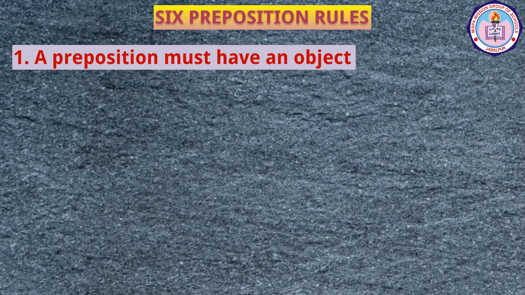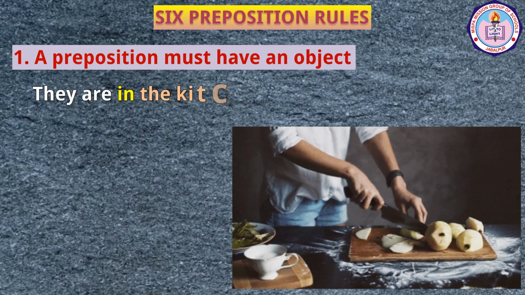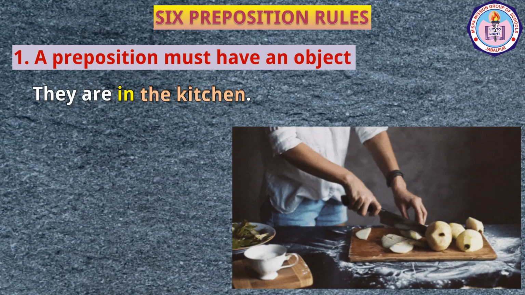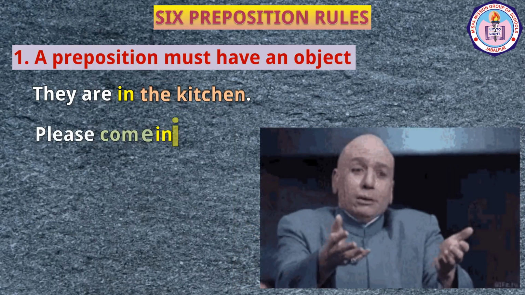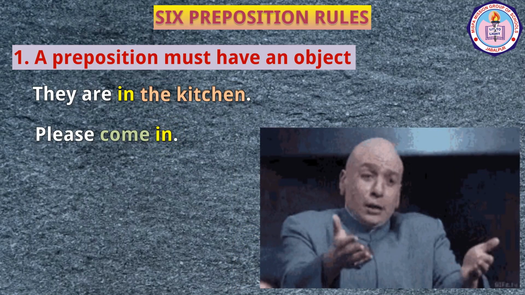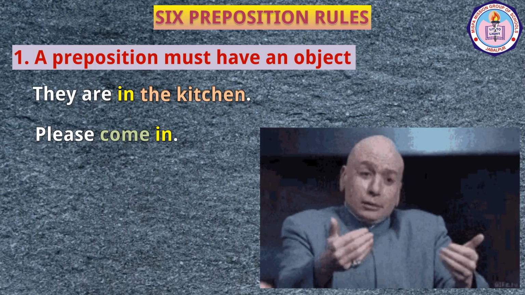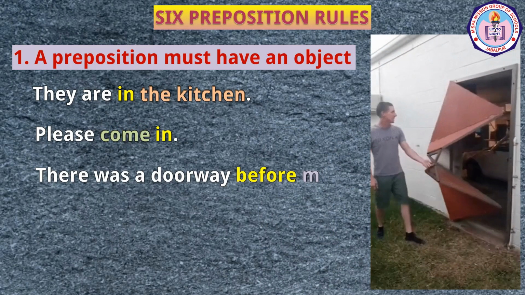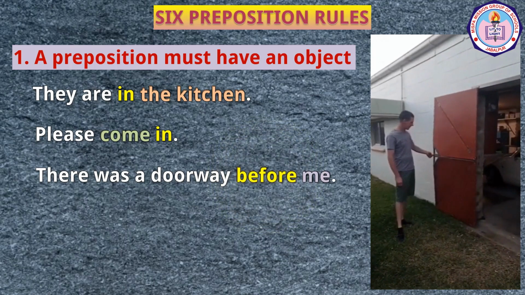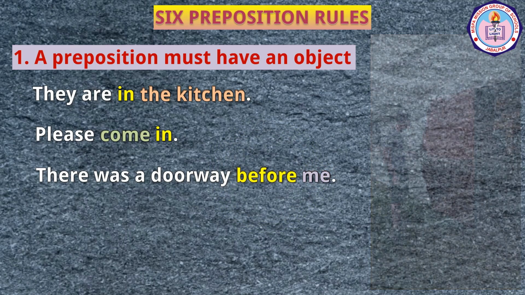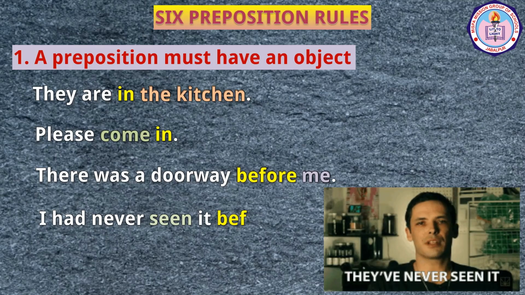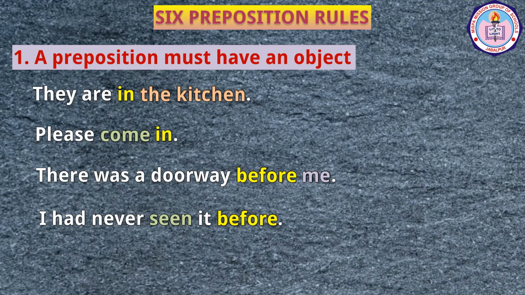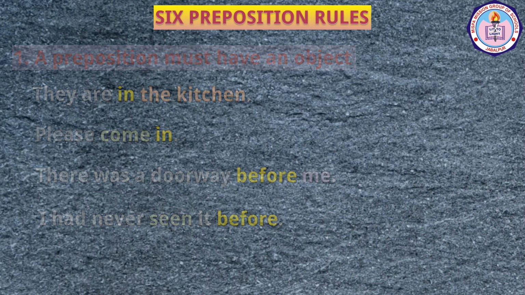Look at these examples. They are in the kitchen. Here, in is a preposition. It has an object, the kitchen. Please come in. Here, in is an adverb. It has no object. It qualifies come. There was a doorway before me. Here, before is a preposition. It has an object, me. I had never seen it before. Here, before is an adverb. It has no object. It qualifies seen.